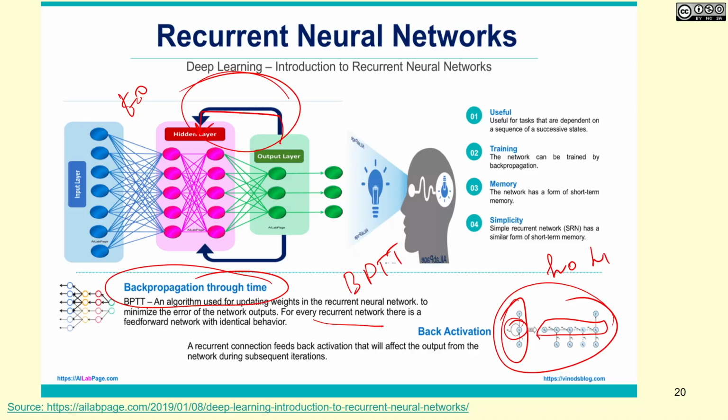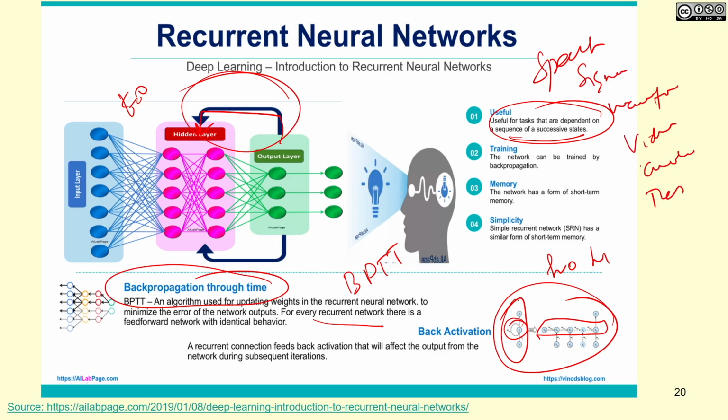So, how is it useful? It is useful for sequences of events. There is data such as speech, signal, waveform, video, audio, and text. These are all going to be sequence states. The state gets changed, for which you need training and you need a memory. So, this is a recurrent neural network.